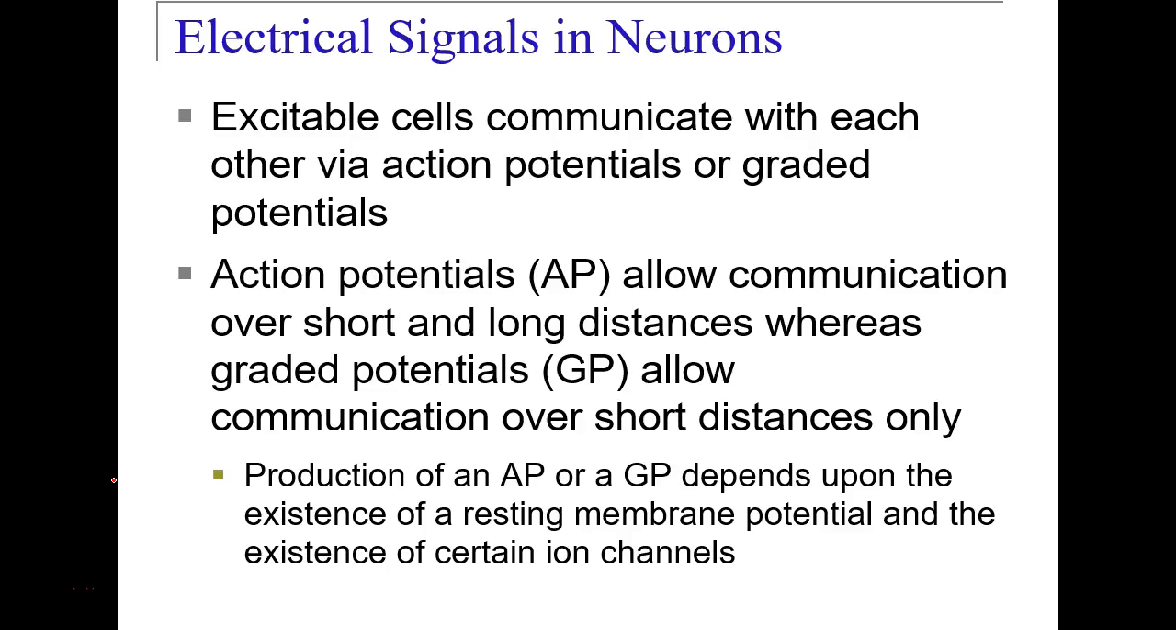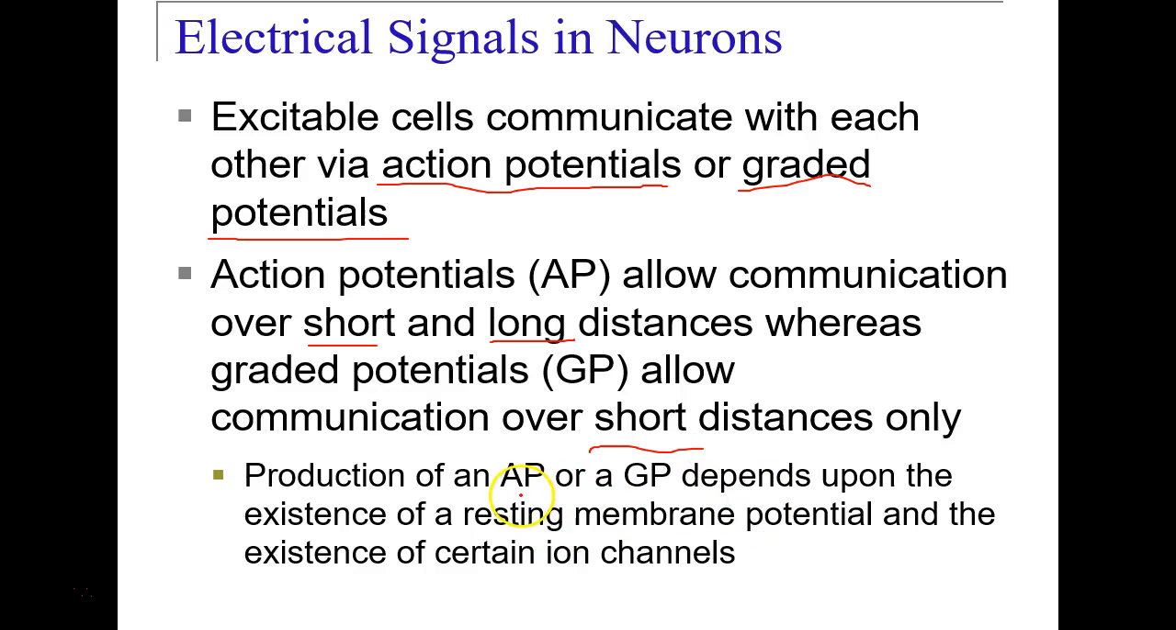Now we get to start on how neurons work and send their signals. So the electrically excitable cells will communicate through what are called action potentials, or sometimes graded potentials. The action potentials are what we know as nerve impulses. So action potentials communicate through short and long distances, whereas graded potentials are only through short distances.